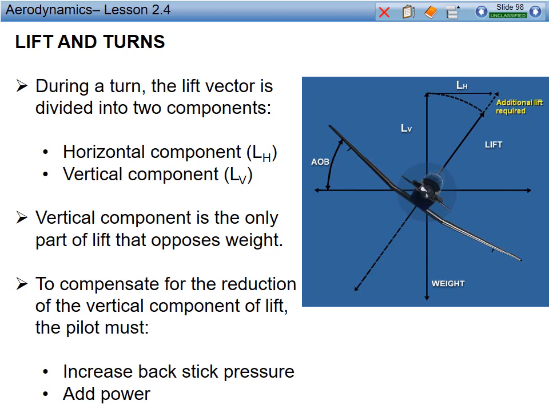Lift and turns. During a turn, the lift vector is divided into two components. The horizontal component, pulling you to the inside of the turn, and the vertical component, maintaining the aircraft in flight. Vertical component is the only part of lift that opposes weight. To compensate for a reduction of vertical component of lift, the pilot must increase backstick pressure, and due to an increase in drag caused by the increase in lift, pilot must add power to maintain constant velocity.